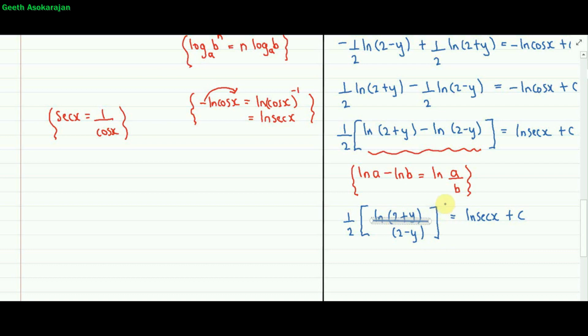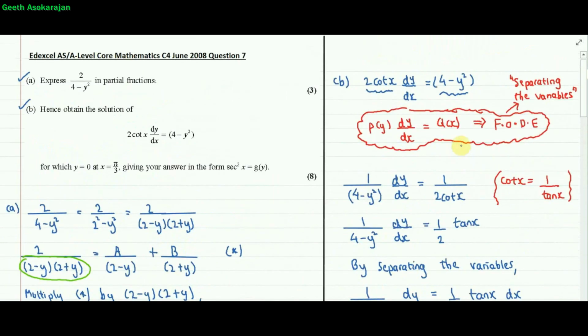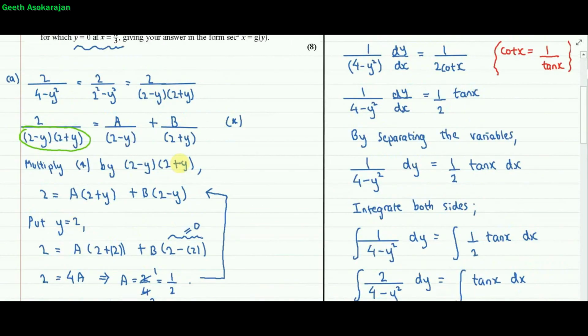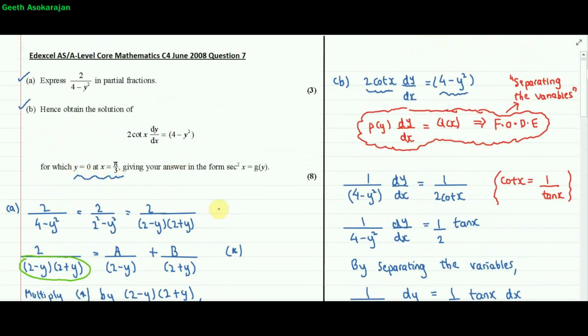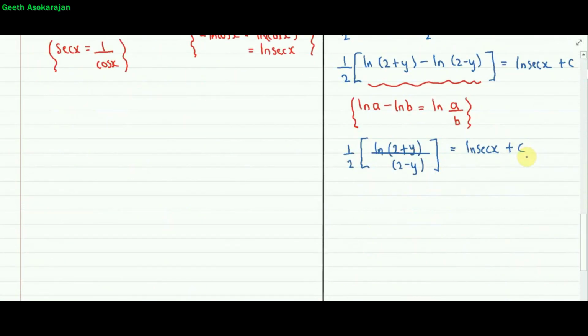Now let's go back to the question and see what other pieces of information we have to play with. We've got the values of x and y: y equals 0 at x equals pi over 3. Let's use these values to work out the constant c. So let me remind myself, y equals 0, x is pi over 3. Let's calculate the constant c.